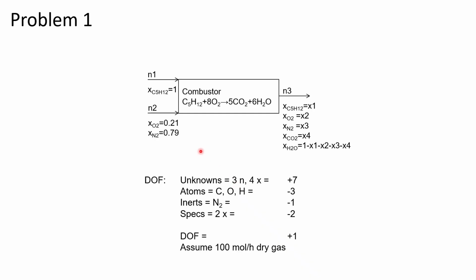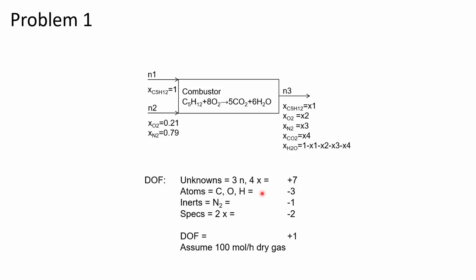Now let's count the number of unknown mole fractions. We know the mole fraction of both of the feeds here. We have pure pentane and we have air. Over here, for the product stream, we don't know any of the flows. We don't know any of the flows, therefore there are 4 unknown mole fractions, 4 x's. So the total, we have 3 unknown flows, 4 unknown mole fractions, so we have a total of 7 unknowns here.